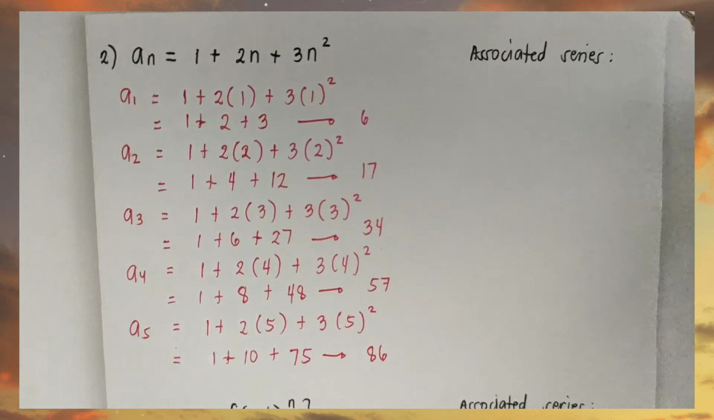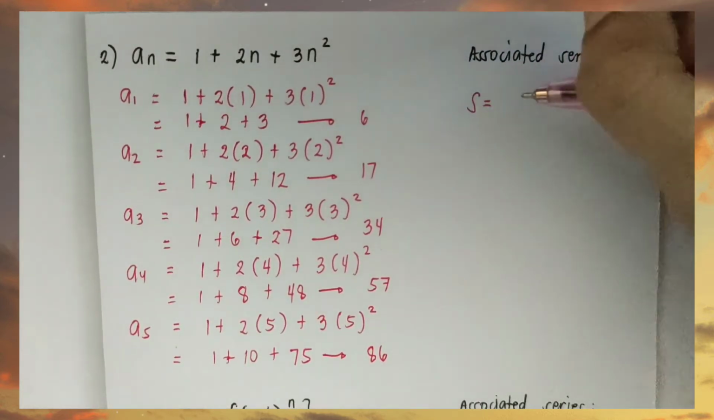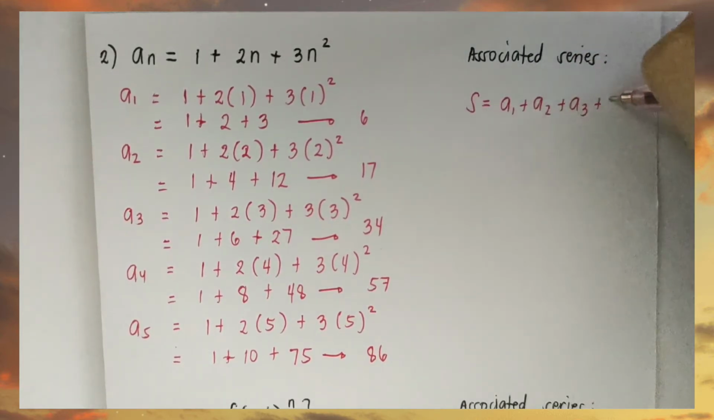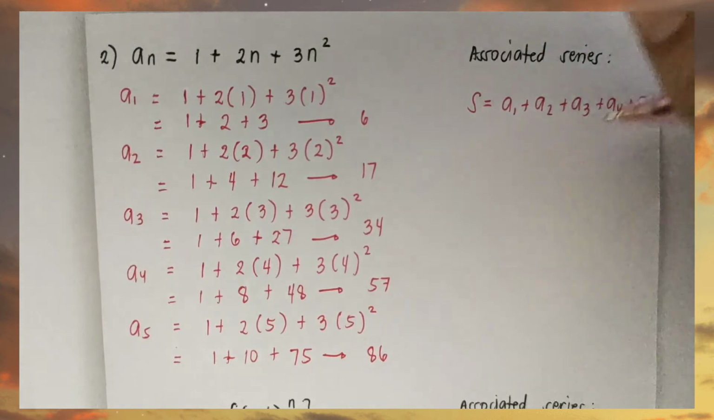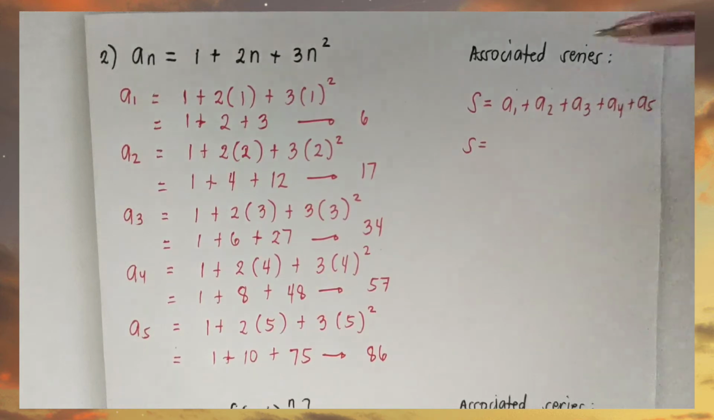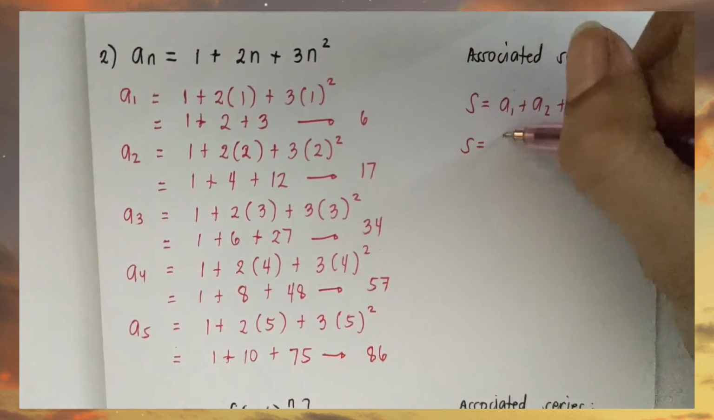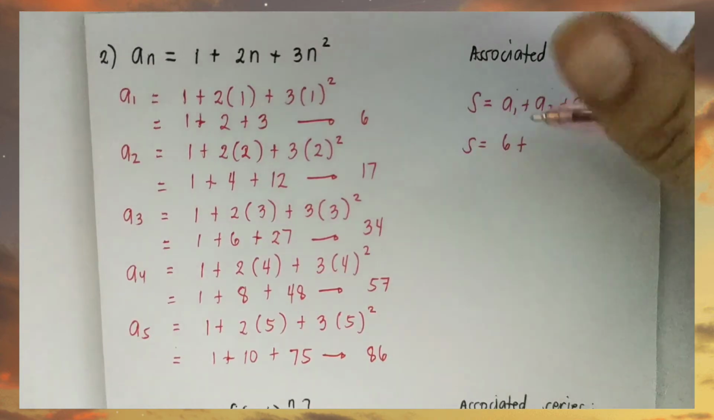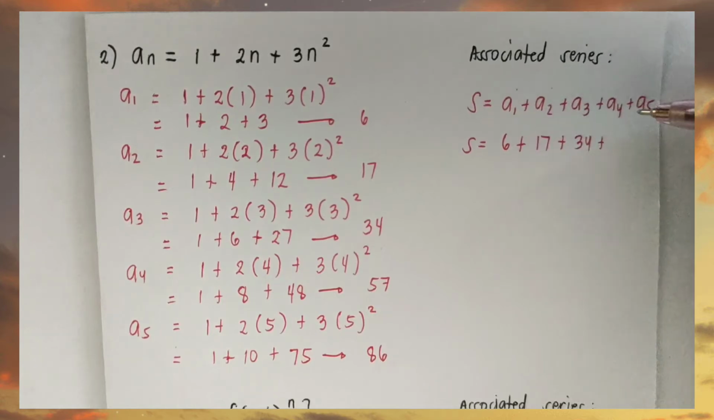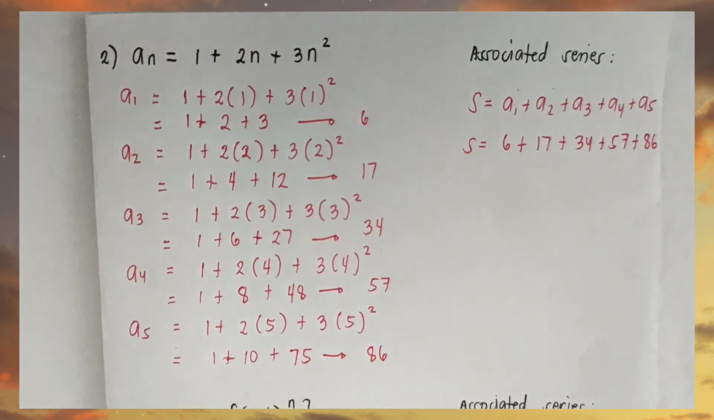the associated series. So we have this statement, S is equal to A sub 1 plus A sub 2 plus A sub 3 plus A sub 4 plus A sub 5. Next, we will substitute for the values of A1, A2, A3, A4, and A5. Our A sub 1 is 6 plus A sub 2, 17 plus A sub 3 is 34 plus A sub 4 is 57 plus A sub 5 is 86. This will now be our answer for number 2.